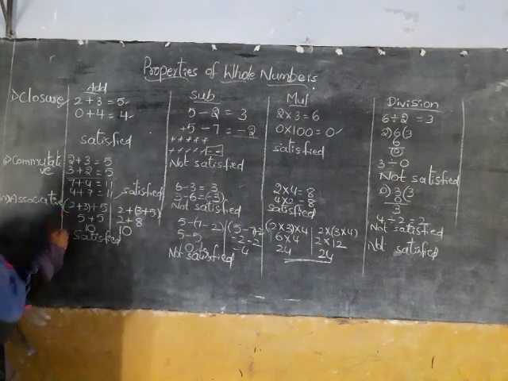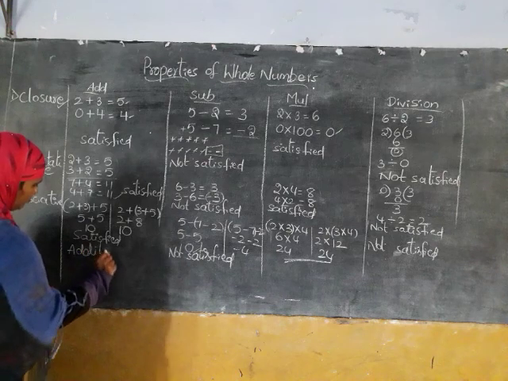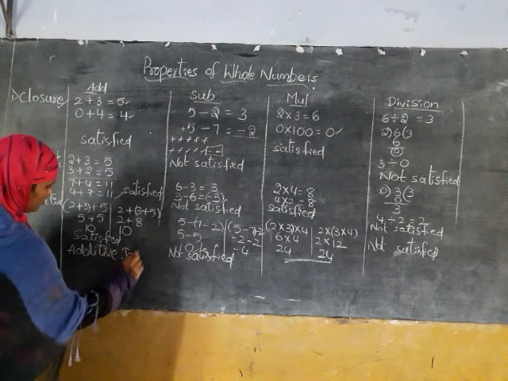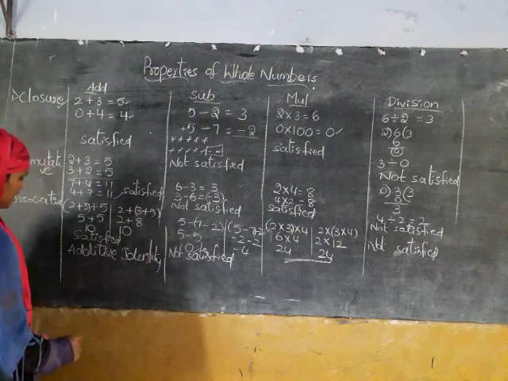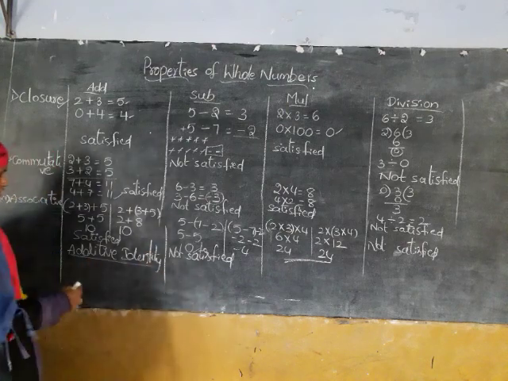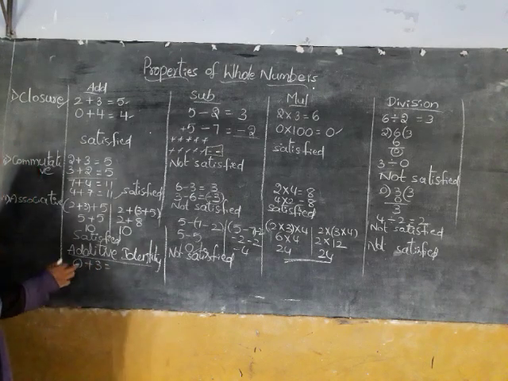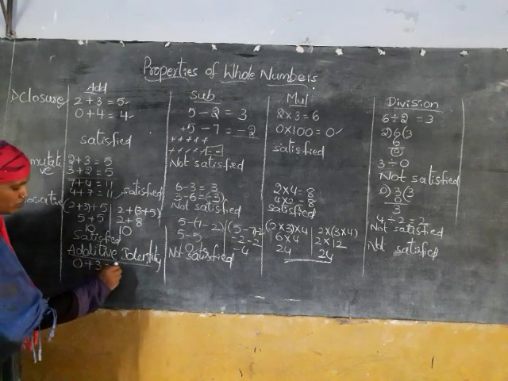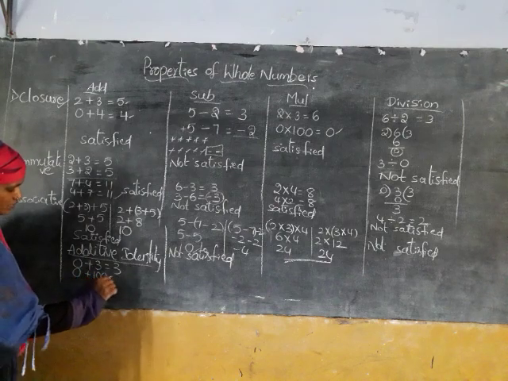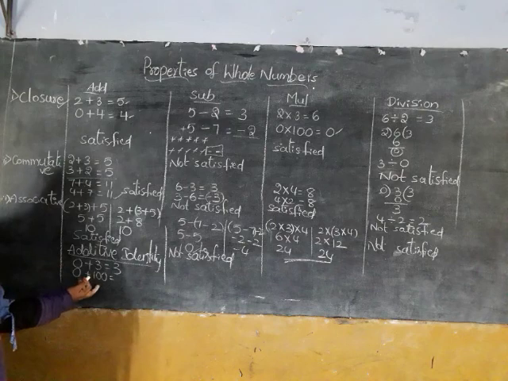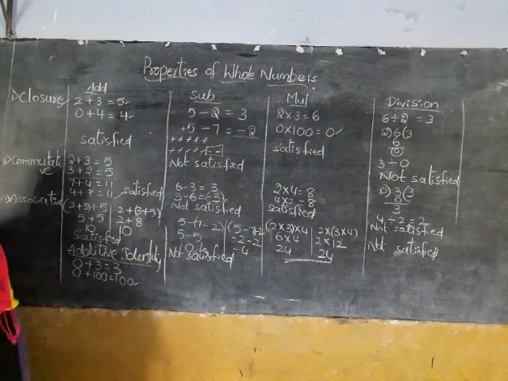Additive identity. What is called additive identity? It is nothing but, if you take 0 plus 3, 0 is a whole number, 3 is a whole number, 0 plus 3 equal to 3. 0 plus 100, 0 is a whole number, 100 is also a whole number. So 0 plus 100 equal to 100, which is also a whole number.